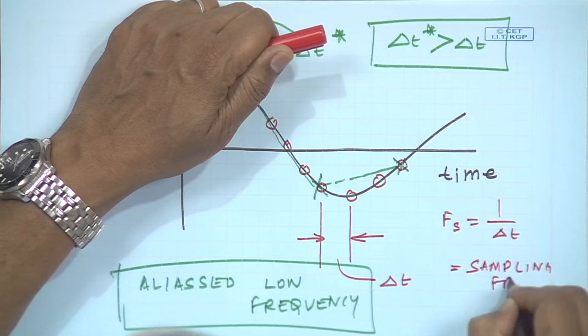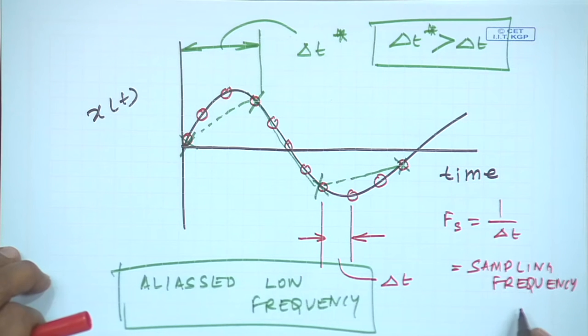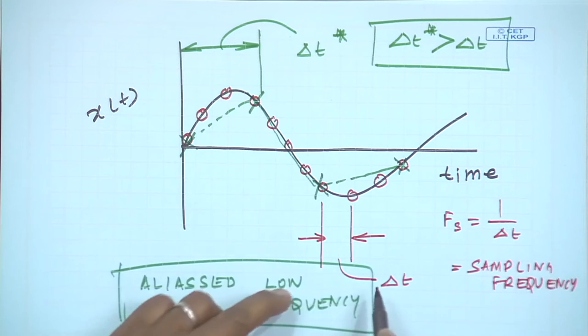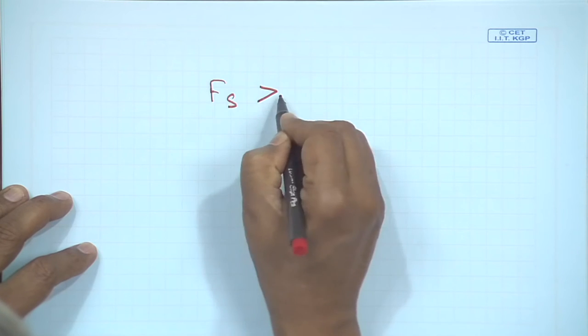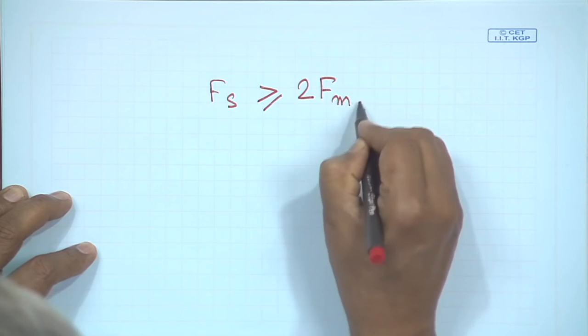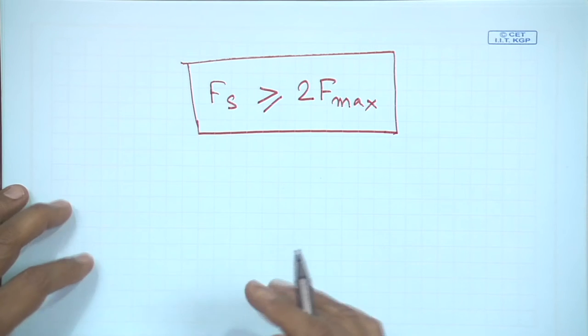So today, if you went to the market to buy an analog to digital conversion device, the first question a person would ask you is, what is your sampling frequency? This is what you have to define and decide on. If your sampling frequency is poor, you will have aliased frequencies, but there's a theorem which says that to prevent aliasing, your sampling frequency should be greater than 2 times the maximum frequency present in the signal. So I always sample at a frequency twice the maximum frequency present in the signal.